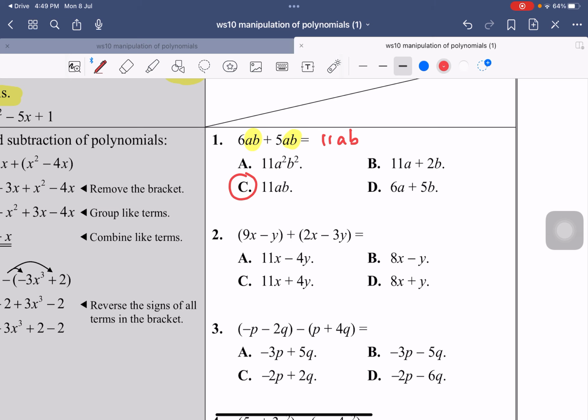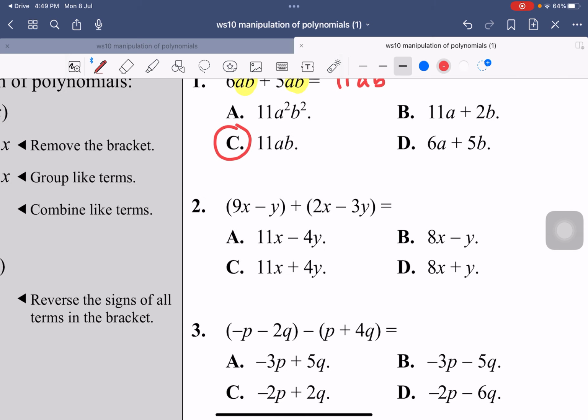For the second question, we have brackets. For the first bracket, there's nothing at the front, so we can just remove it directly. For this bracket, in front of it is a positive, so we don't need to change any of the signs. So we just plus 2x and then minus 3y. Then we can group the similar terms. 9x with the 2x equals 11x. For the second part, we have minus y minus 3y, so it's going to be minus 4y, isn't it? So the answer should be A.